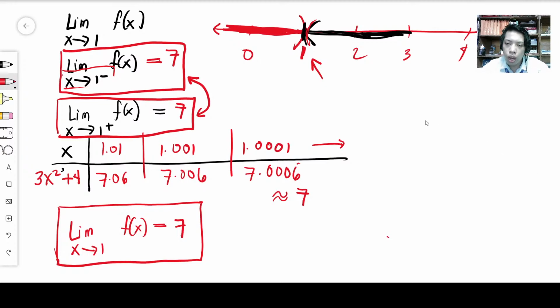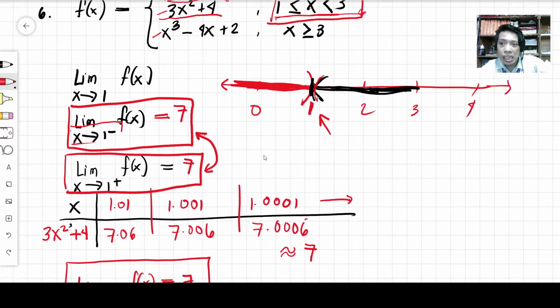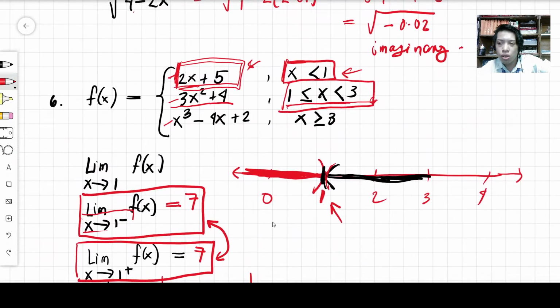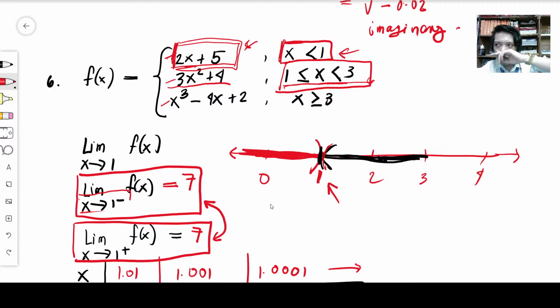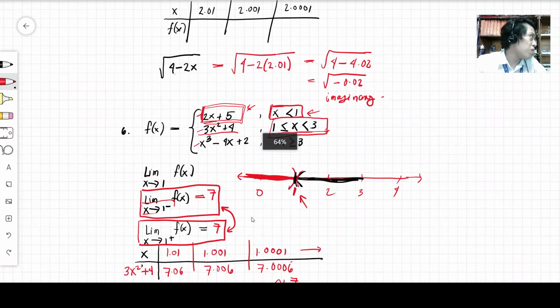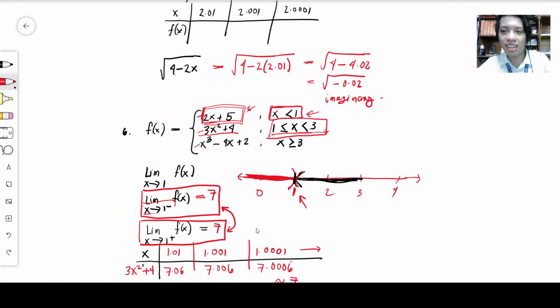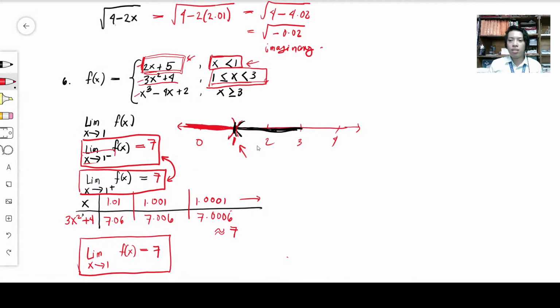You check which function you will use when you are dealing with a piecewise function. It is called piecewise because it is made up of many pieces of functions. Piecewise, piece like one piece, two pieces, piece of paper.